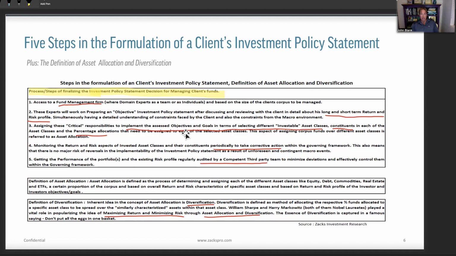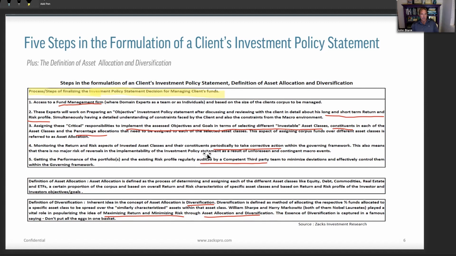So it has to be objectives and goals for investable asset classes with constituents and the percent allocations. Percentage allocations for the individual risk and return. These are things that have to be set with the client, not within my report. So keep that in mind.